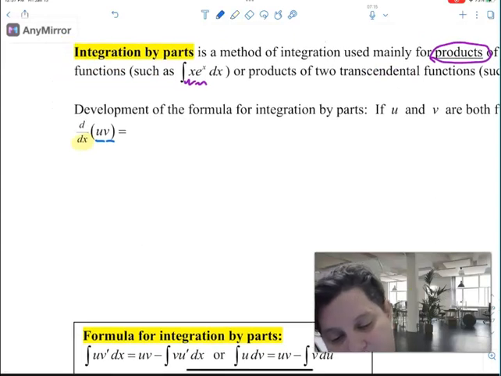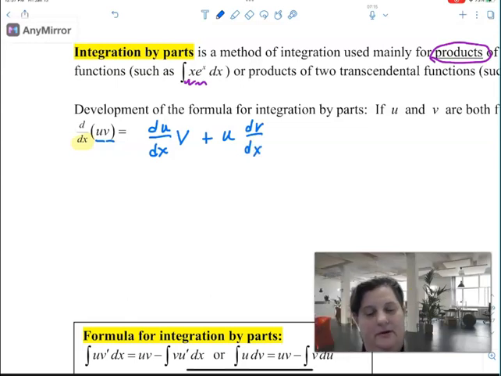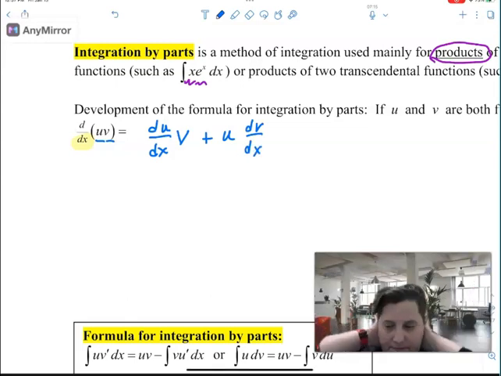All right. Is going to be the derivative of the first, which is du dx, times the second, plus the first. My v's are looking too similar. What do I do? du dx times the second. There we go. And then the first times the derivative of the second. Okay? Just simple product rule right there. All right?